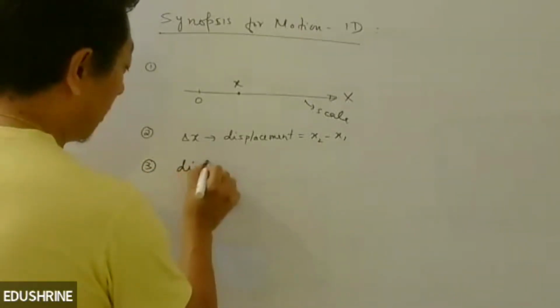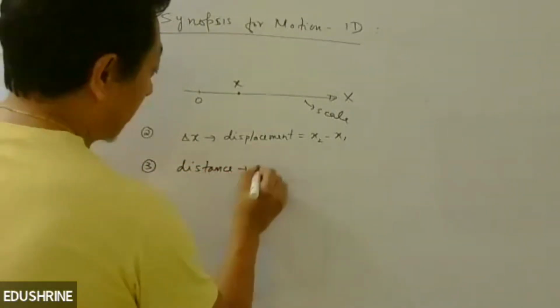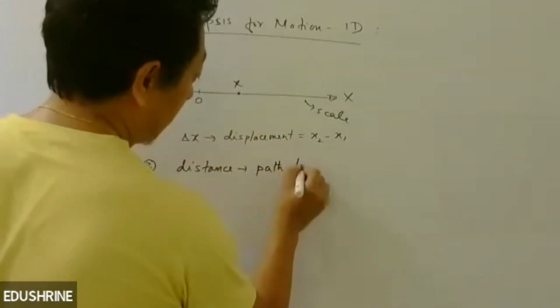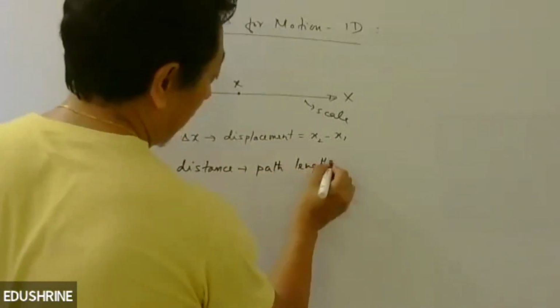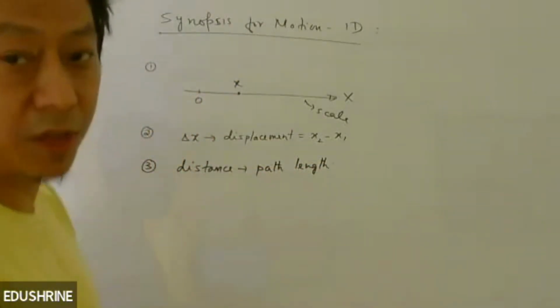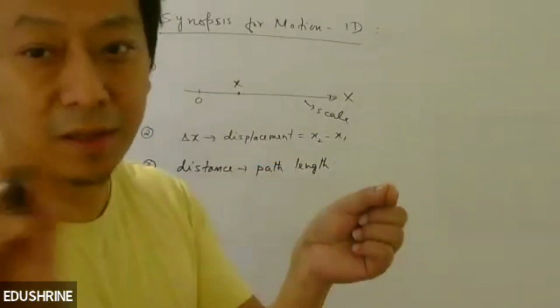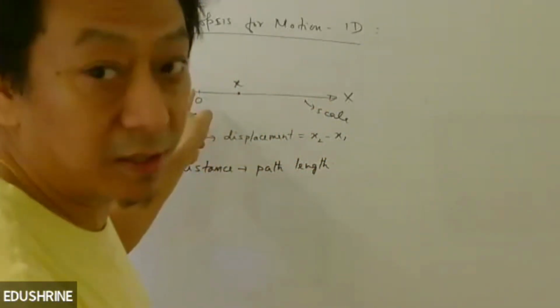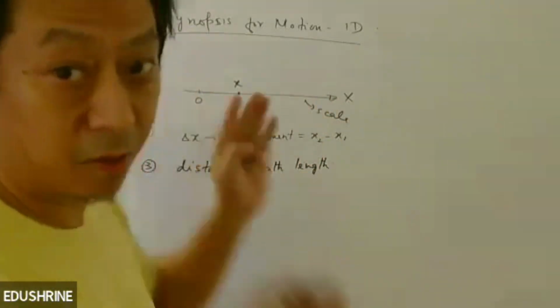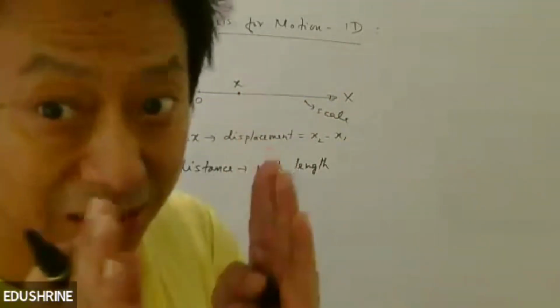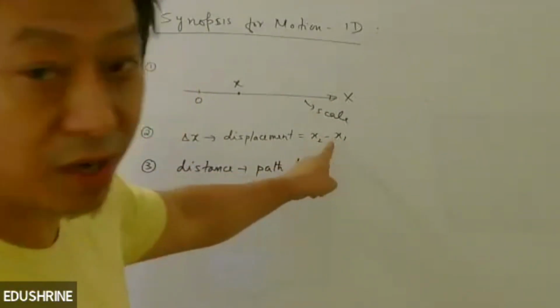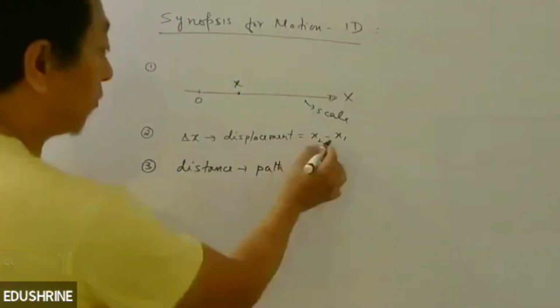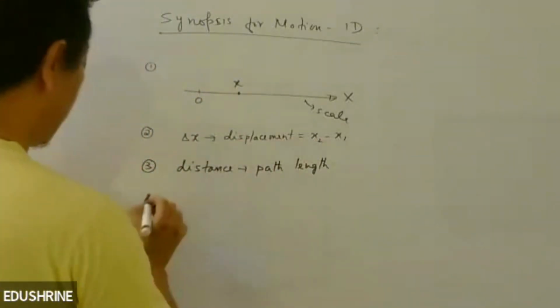Distance doesn't have any formula. Distance is basically path length. So I can't give any formula for distance because that depends on the length of the path, how you go. So if you go like this and come back like this, distance will be this plus this. Only the length you have to add. Length, not the coordinates, don't subtract the coordinates. That you have to do for displacement.